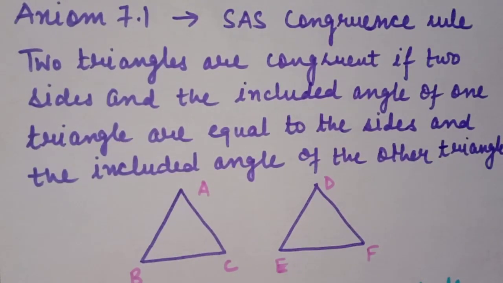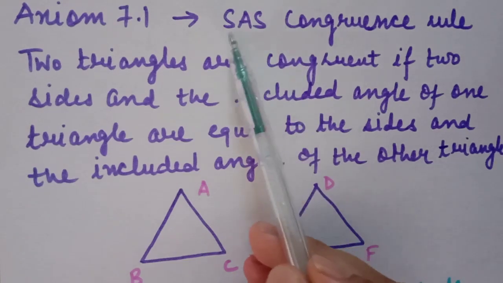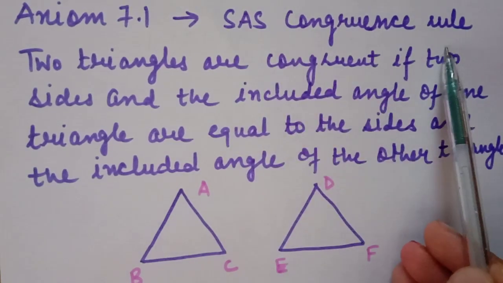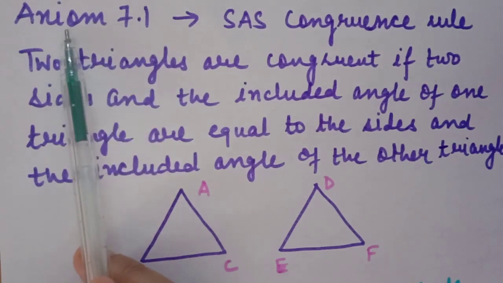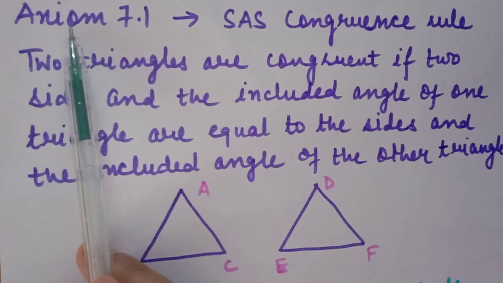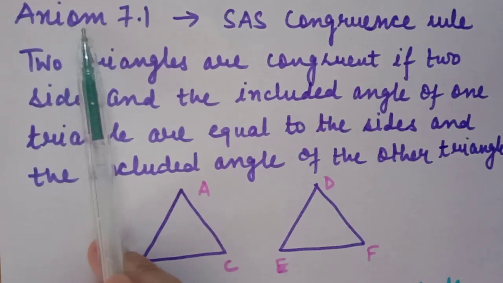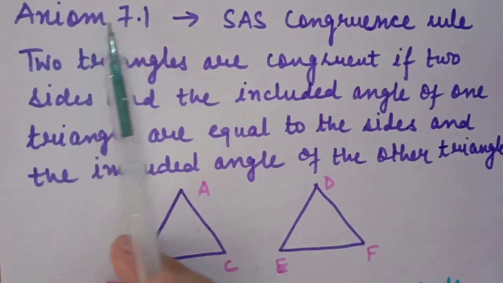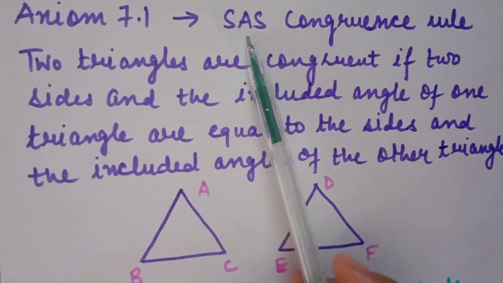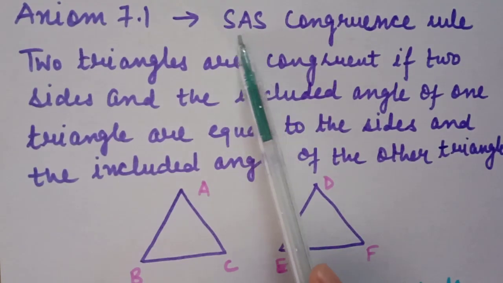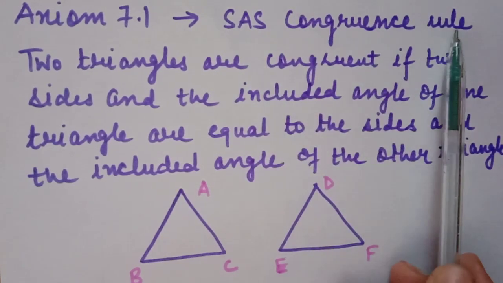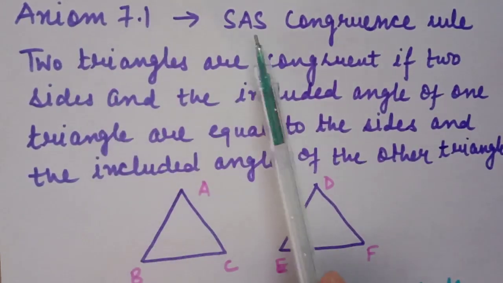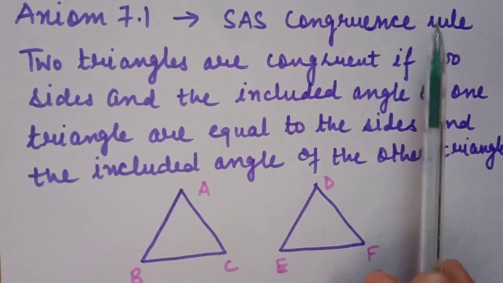First criteria of congruency is SAS congruence rule, which we call as axiom 7.1. I already explained to you in your previous chapter that axioms are those statements which are universal truth and they do not have any proof and we can't prove them. So our mathematicians, for starting the congruency of triangles, took SAS congruency rule as an axiom. What is SAS congruence rule?